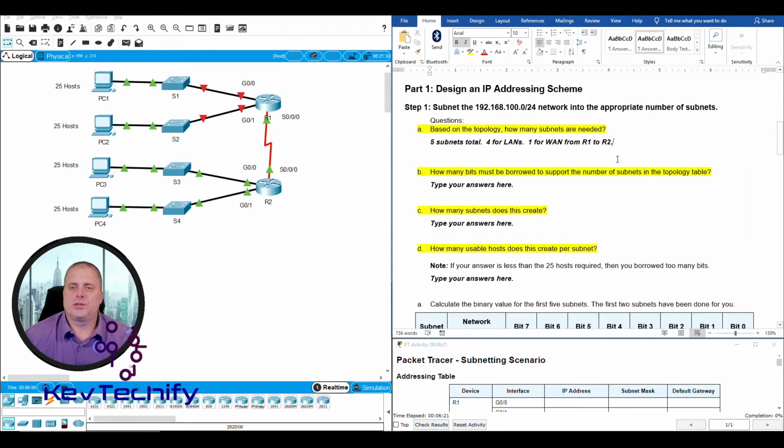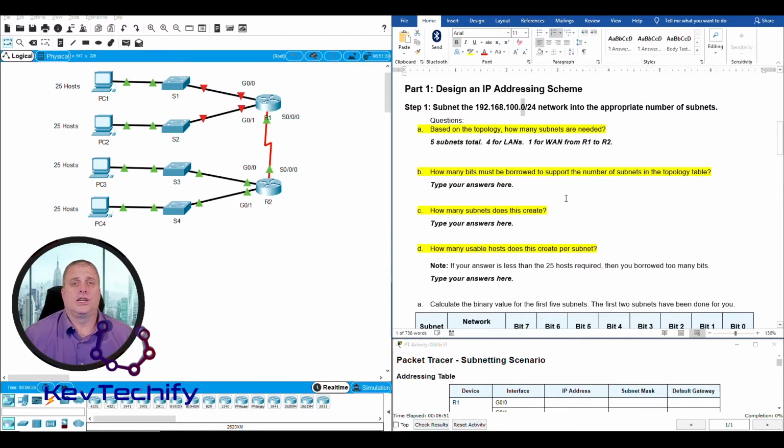How many bits must we borrow from our IP address with the subnet mask there? Once again, the /24 means we can't do anything with the first 3 octets. Our ISP, our network administrator said, this is the network you're using. But this last octet, these last 8 bits, we can do whatever we want there. And that's where we're going to subnet, create our smaller networks to give us our 5 networks.